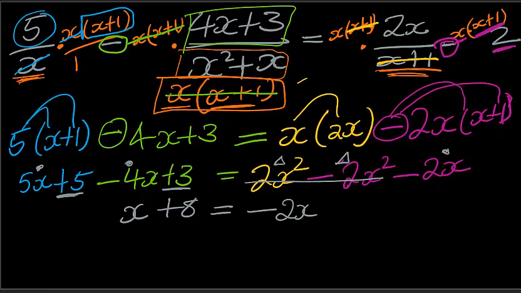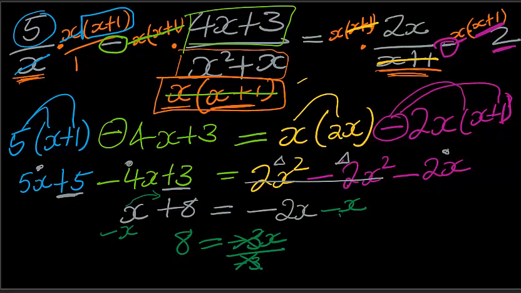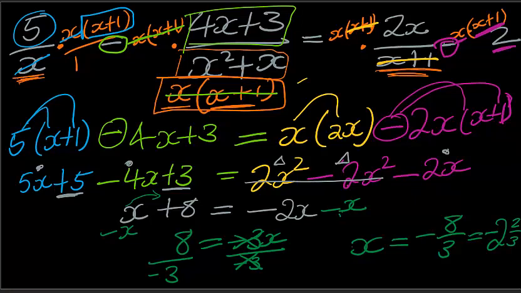So I want to have all my x's on the same side. And since I have only x on this side, I'm going to move this one over. Okay, so I'm going to say x minus x, and 2x minus x. So what do I have? I have 8 is equal to minus 3x. Then I divide by minus 3 to get rid of this. So technically, x is equal to negative 8 over 3, which is equal to negative 2 and 2 over 3. That's my answer for x.